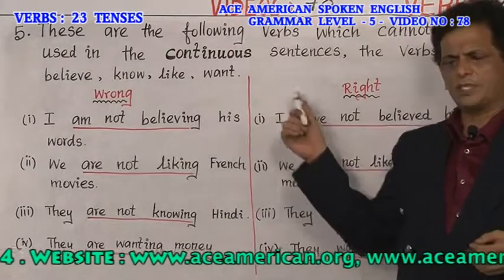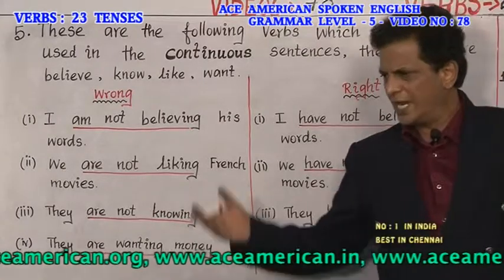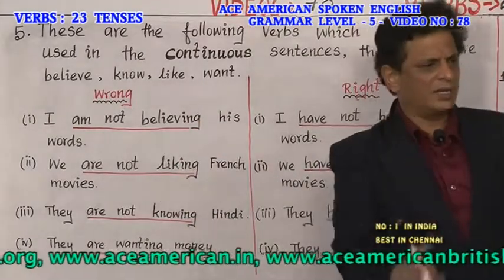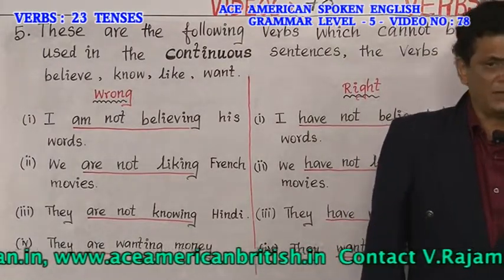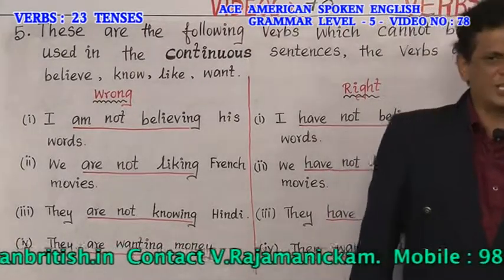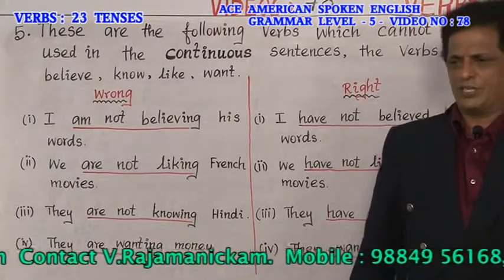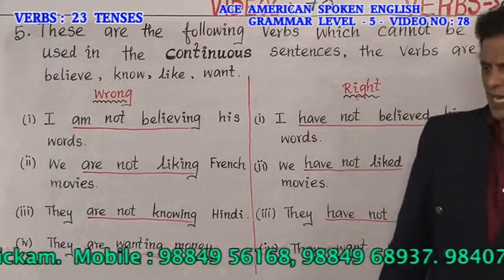Ordinary continuous and present perfect continuous. What is the difference between I am working and I have been working? What is the difference between this and that? I have been working in this company for the last 10 years. I am working in this company. What is the difference between this and that?